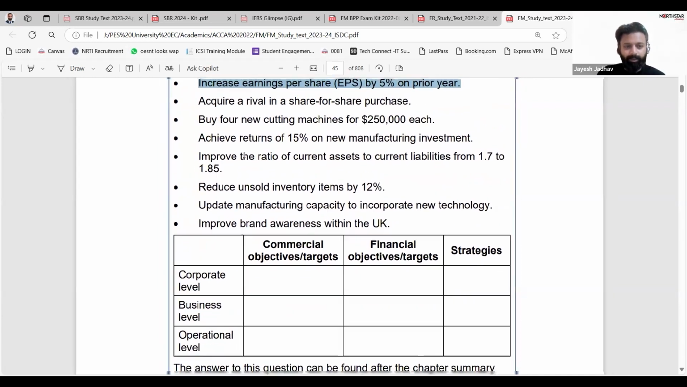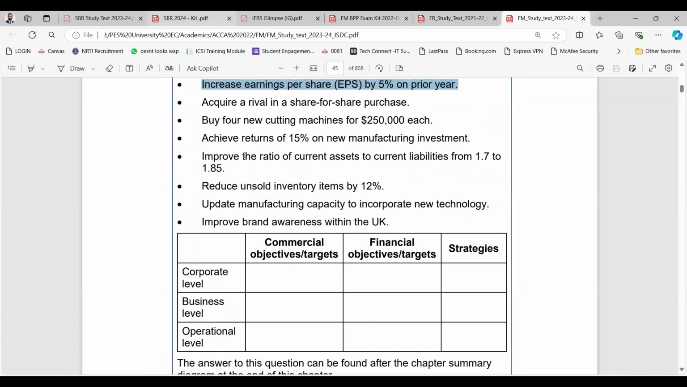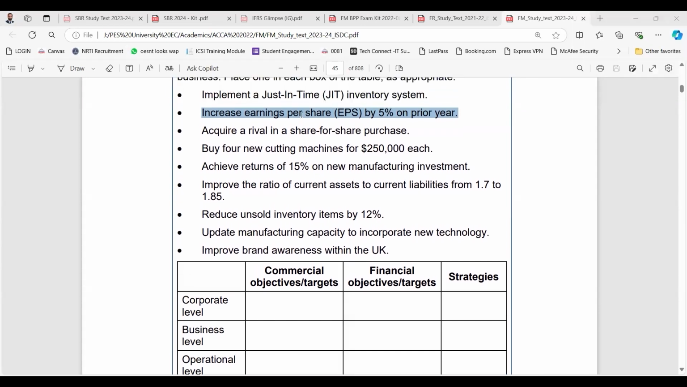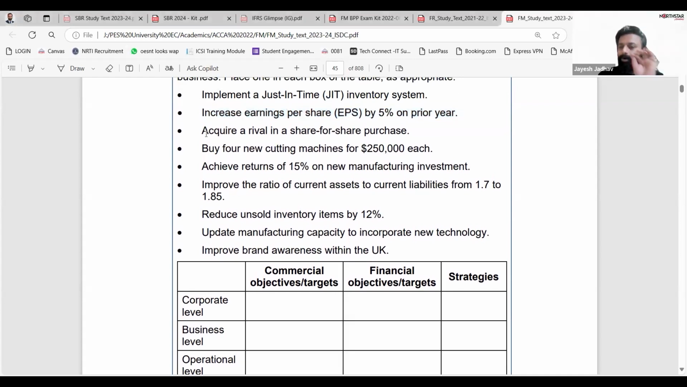Where exactly will this lie? Corporate, business, or operational? Financial objective. Okay, that is clearly financial. But now which level? Corporate. Yeah, corporate level. Almost. I want you to make notes of whatever you're doing. So first, JIT: some said it's a strategy at operational level, some said commercial objective at operational level. EPS, we were all clear it's a financial objective at corporate level. So we'll go with that.